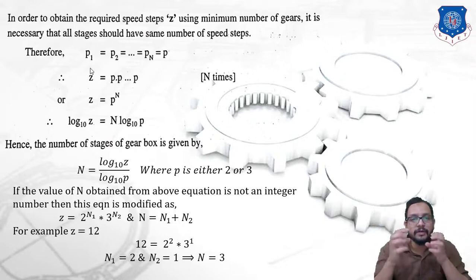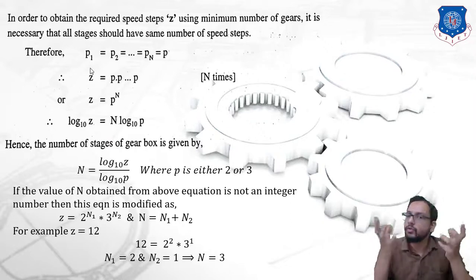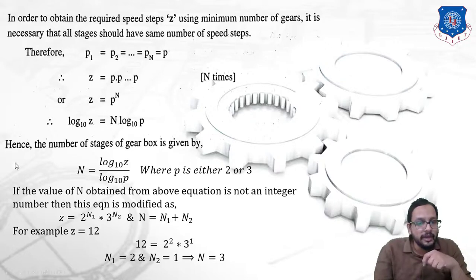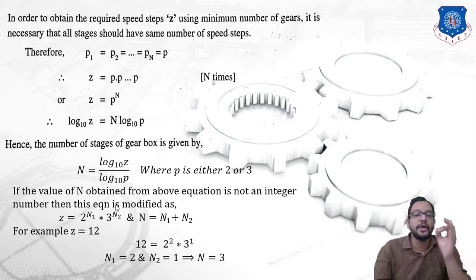So we know that P1, P2 would be either 2 or 3. Okay, so we have modified this equation in another term. So you can see that Z is equal to 2 raised to n1 into 3 raised to n2. Okay, 2 raised to n1 into 3 raised to n2.